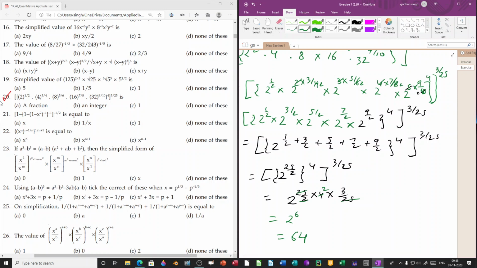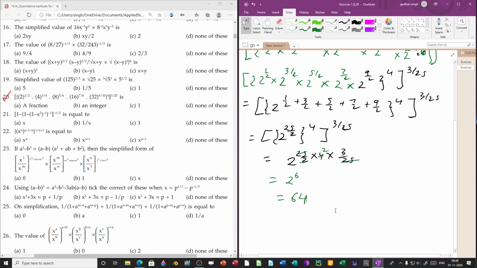Let us see where 64 fits. Fraction is there, integer is there, 1 is there, none of these. And what is 64? 64 is an integer. Our correct option is B in this case. Therefore, the correct option is B. That is an integer. So this is the answer of question number 20.